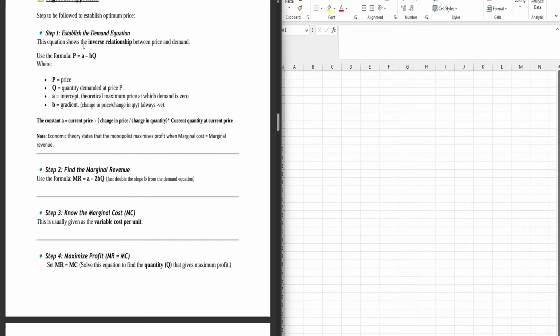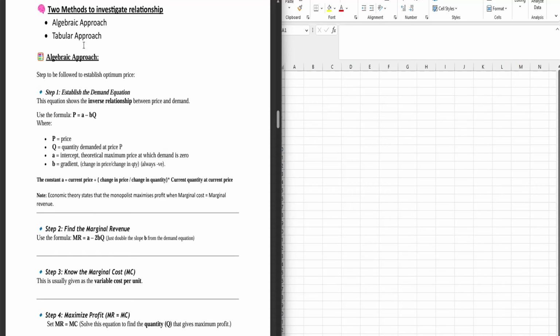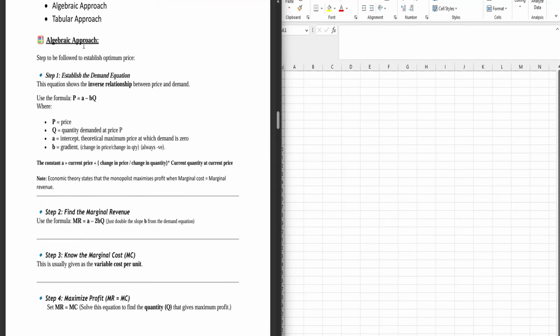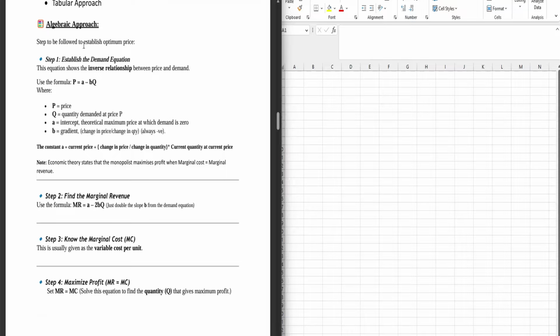Remember, there are two kinds of approach to find out this selling price. The question is saying to use the algebraic approach. In the algebraic approach, how do we find the optimum selling price? There are certain steps that we need to follow. The first step is to establish the demand equation, that is P equal to A minus BQ, which is given in the question as well.